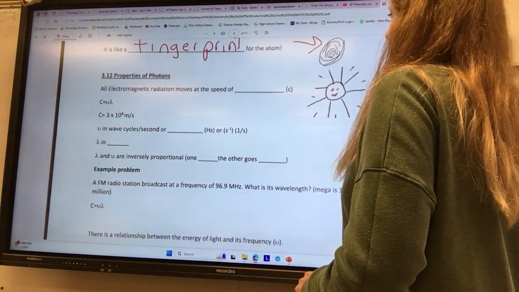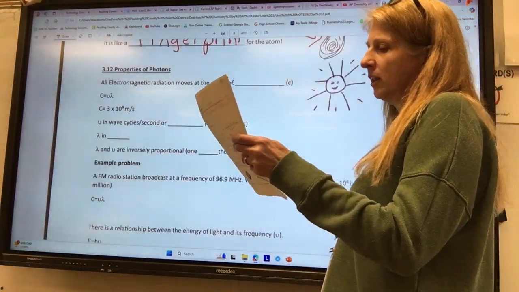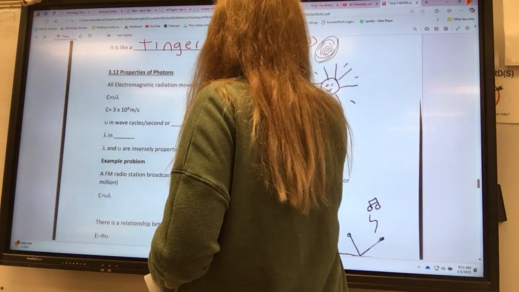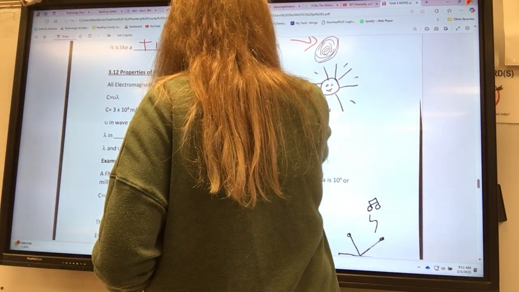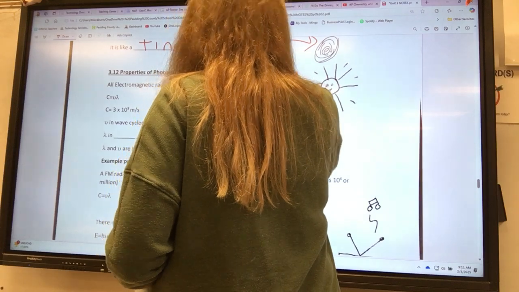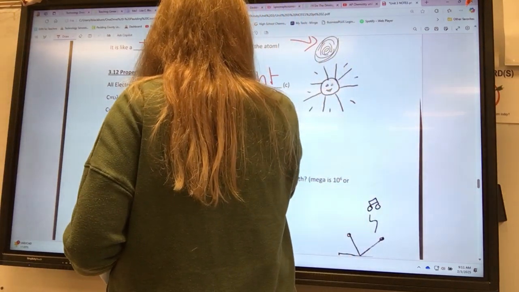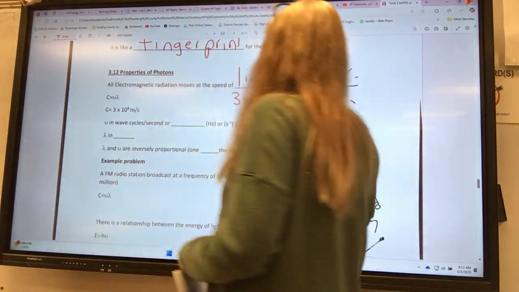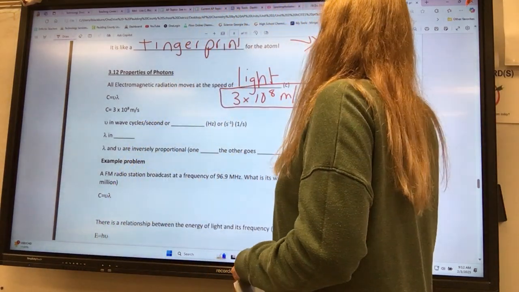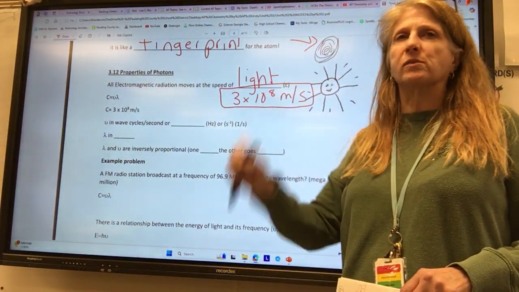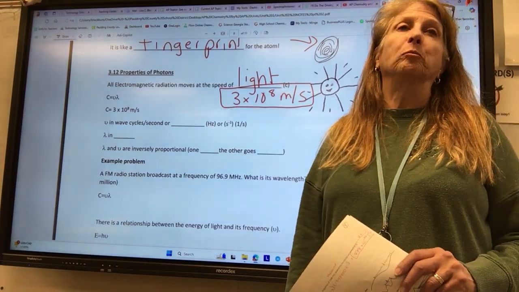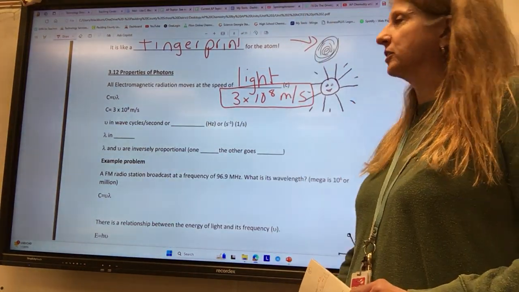We talked about electrons, let's talk more about photons. All electromagnetic radiation moves at the speed of light, and that is 3 times 10 to the 8 meters per second. This is something that I don't think is on your AP reference sheet. If it's not, you need to memorize it. You're expected to use it in problems. Somebody can look at the AP reference sheet and see if it's on there.